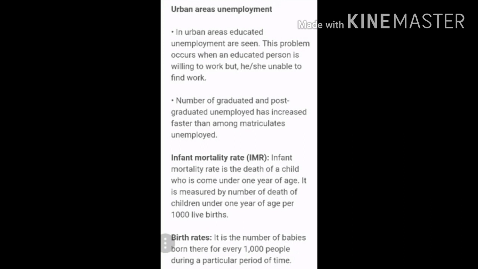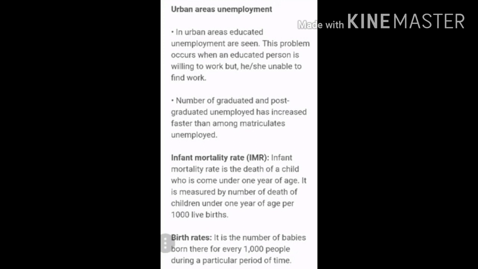So that's why this type of situation is created in urban areas, and on that basis many people, if they are not able to find specific jobs, turn their attention toward other activities, and they engage themselves in shopkeeping, auto rickshaw driving, and activities like these.